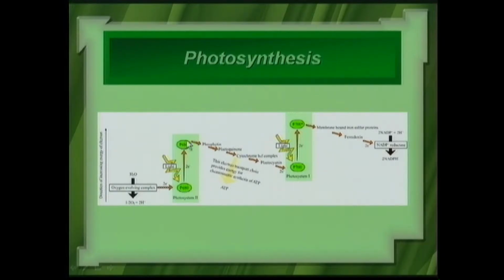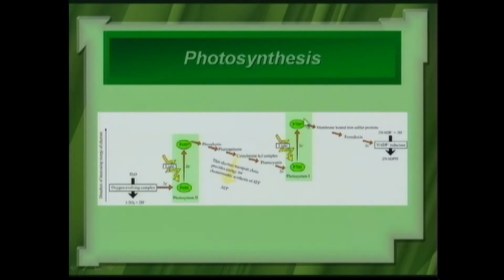Then this electron is passed from one electron acceptor to the next, and the next, etc. As this electron loses energy and goes back to a less excited state, the electron transport chain provides energy for the synthesis of ATP from ADP, adenosine diphosphate, plus a phosphate group. What you end up with is adenosine triphosphate, or ATP.